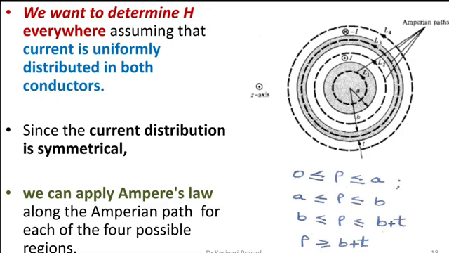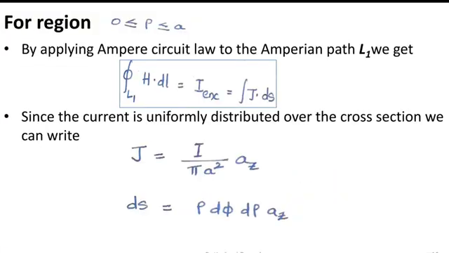And the last case is we take a radius which is greater than the outer conductor, that means greater than b plus t. Likewise, we will have 4 different categories, and each category we have to discuss. So for the first region, for radius 0 less than or equal to rho, where rho is the distance at which we are going to find the magnetic field, rho less than or equal to a, the first category.